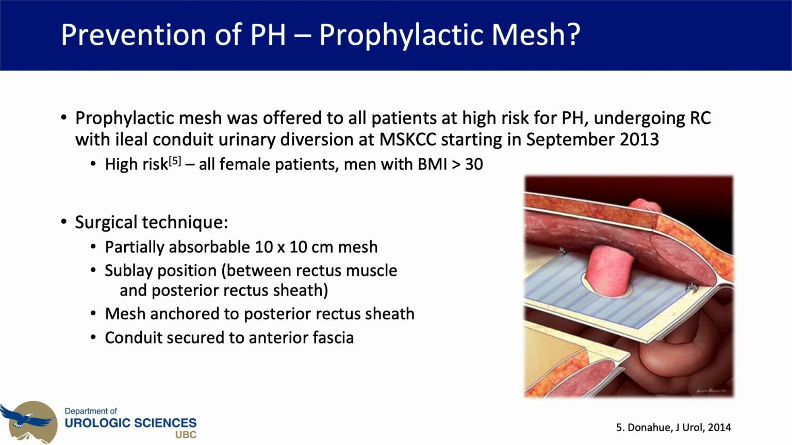For the surgical technique here, as you can see in the photo, they used a 10 by 10 centimeter mesh. This is the same one we were talking about before, so monocryl on one side, prolene on the other side. It's placed in a sublay position, which essentially means it's placed between the rectus muscle and the posterior rectus sheath. The mesh was anchored to the posterior rectus sheath, and the conduit was secured to the anterior fascia, interestingly.